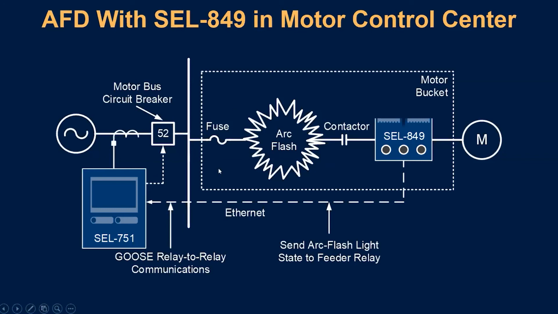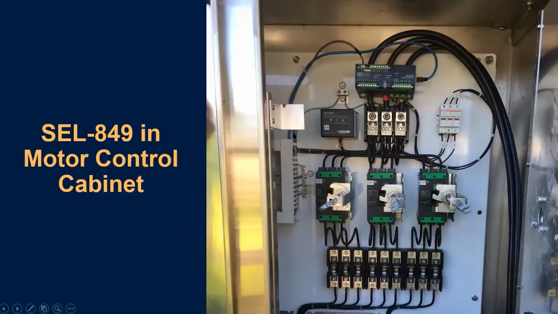Here's a picture of the 849 installed in not a traditional bucket, but an outdoor control cabinet. You can see in a case like this, it's been considered. Look at the little lens right here. You can see the 849 is positioned at the top of the cabinet, and it's able to see a flash of light that comes from any place down below it. And over this Ethernet cable here, it could communicate out to the upstream main relay that it has detected a flash of light. If the main relay sees that this device has seen a flash of light and it itself sees the current from the fault, it'll know to go ahead and clear the MCC.